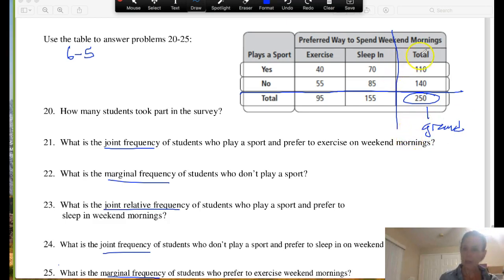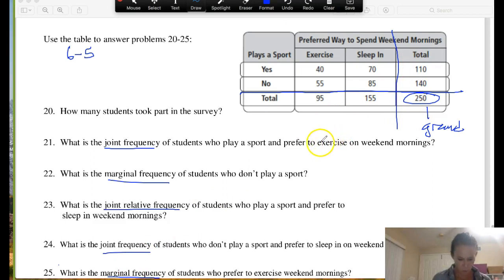So marginals, joints, grand. So if I'm looking at a joint frequency, I'm just looking at one of these. If I'm looking for a marginal frequency, I'm looking at one of these, okay? If I'm looking for a joint relative frequency, you're going to divide a frequency by the total in the row or the column, okay? Joint frequency, one of these. Marginal frequency, one of these. So just be careful and make sure you know what you're looking at.